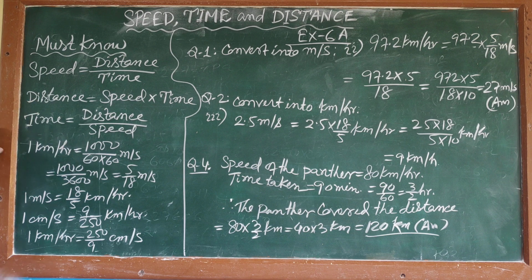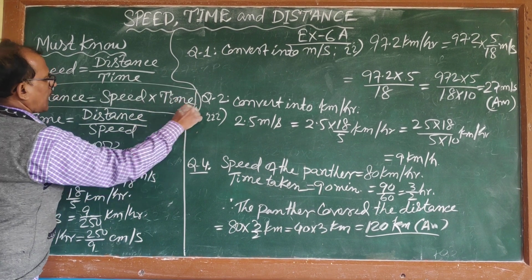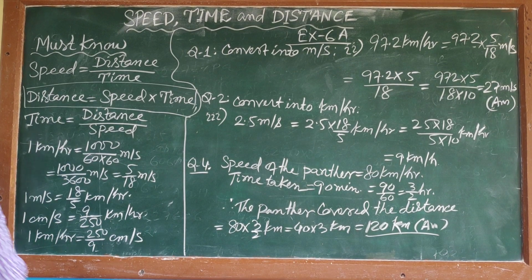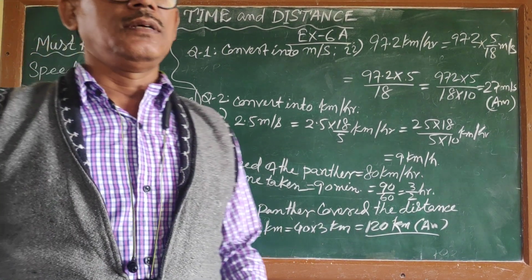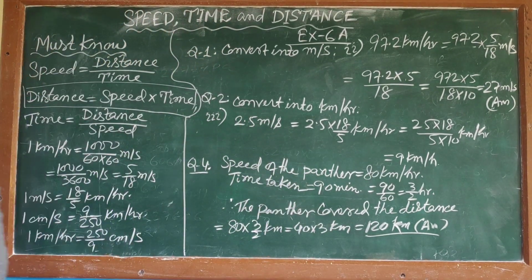Now distance, conversely, from this formula you can find out: speed into time. Distance will be speed into time, isn't it? Now the time also will become distance by speed. So speed and time can be calculated as distance divided by the other thing. Could you understand? But distance will be calculated when you are multiplying speed and time.